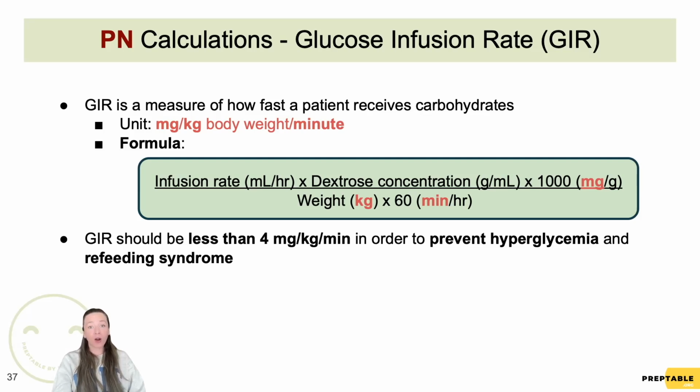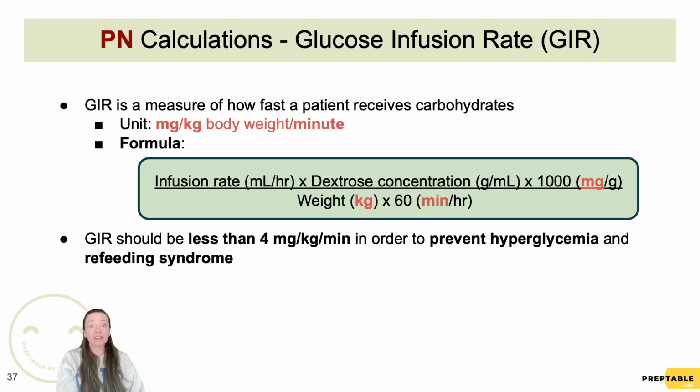Now, for GIR, the main thing you need to do is memorize the following formula. So infusion rate in mL per hour times dextrose concentration in grams per mL times 1,000 milligrams per gram. And we divide all of that by weight in kilograms times 60 minutes per hour.